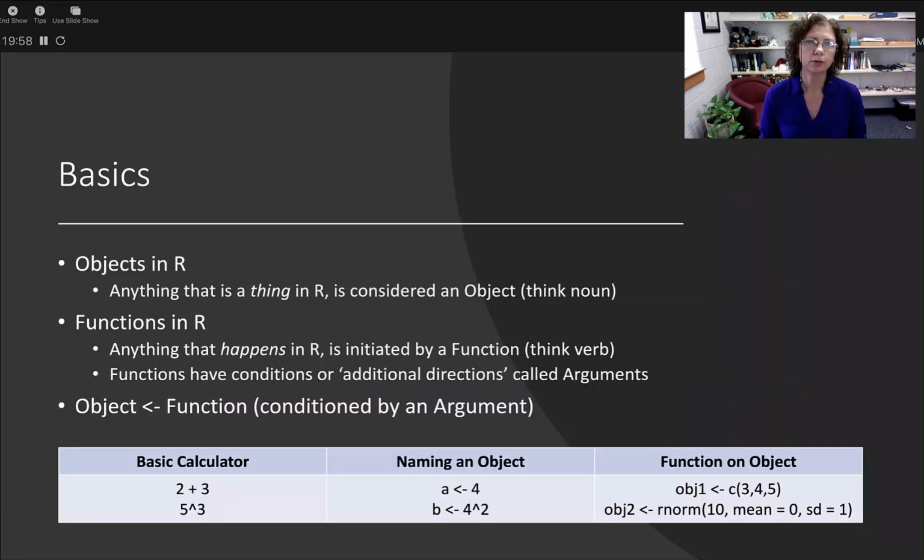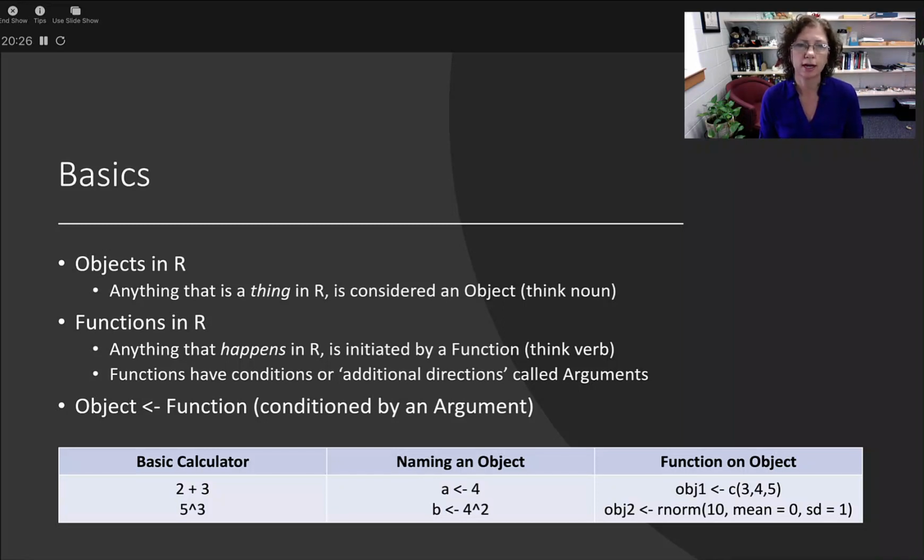So in R, we have objects, functions, and arguments. An object is an item, a thing in R. So think like a noun. I have this item. Whereas a function is more like a verb. It's anything that happens. So anything that has action in R is initiated by a function.